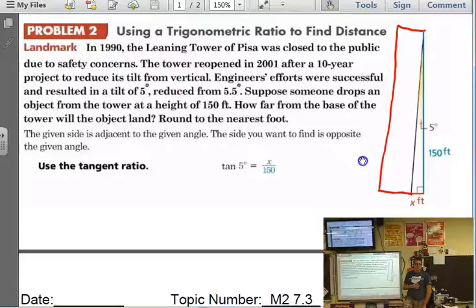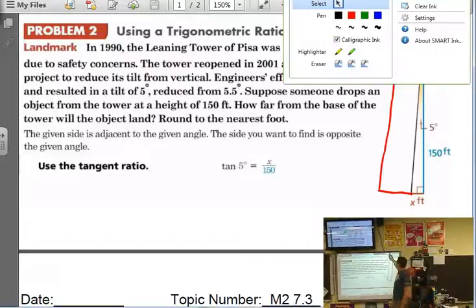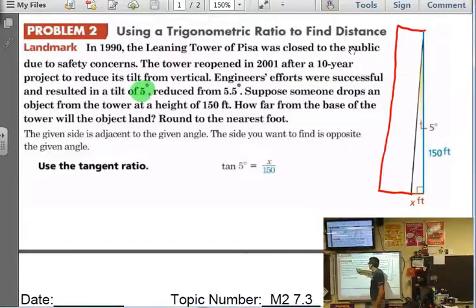Because they could destroy it. Won't it fall over eventually? No. Stop being a hater. Hey guys, read the problem. Engineers' efforts were successful. By tilting the tower back slightly, it had gone all the way to a tilt of 5.5 degrees in 2001.